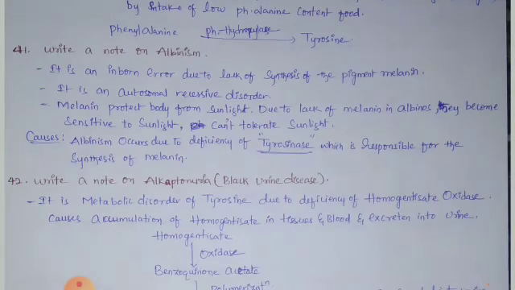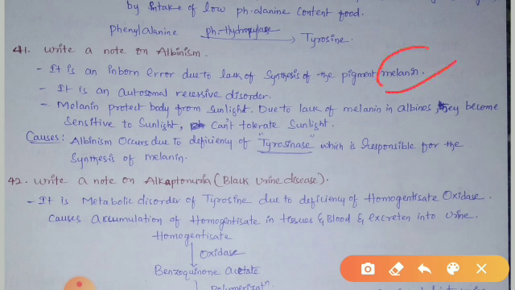Write a note on albinism. So albinism is an inborn error due to lack of synthesis of the pigment melanin. Melanin is the reason for the skin color. If there is a deficiency of melanin, the skin does not get the proper color. So the person may be colorless or white in color. That condition is known as albinism.